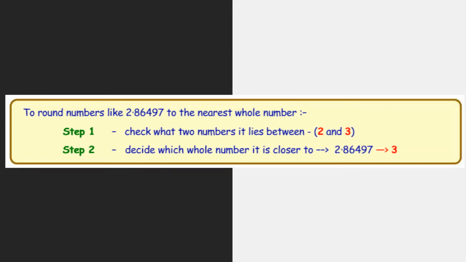Okay, so we're continuing on the theme of rounding up and rounding down and rounding to the nearest whole number. Now what you can see here, we've got this huge long number, 2.86497. And what we know is, this is giving us steps. Check what two numbers it lies between, 2 and 3, and then decide which is closer to, and the answer is 3.